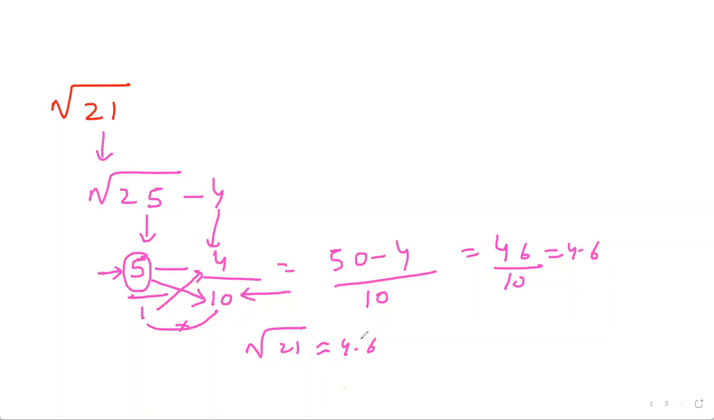So this is the method. Approximate value is 4.6. This is the answer. So by this method, you can calculate. Okay, good, Zishan. Good. Now I am giving you a small problem.